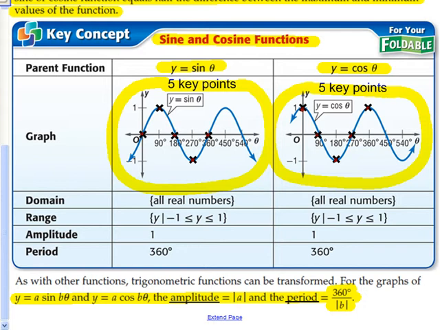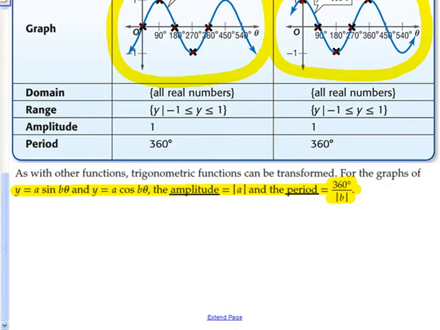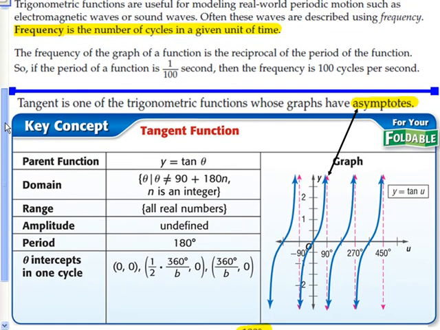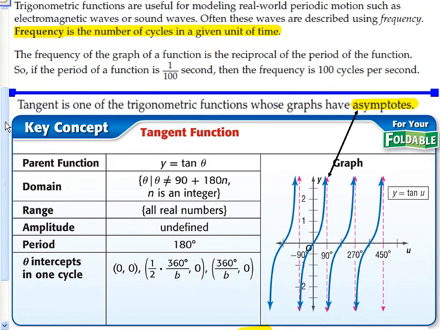So the graphs also, though, can be transformed down below here with A and B. A is going to be our amplitude, and the period is 360 divided by B. And notice each one of them is in absolute value bars, meaning that you don't worry about the negative sign on them. You just divide by whatever the number is, not the sign of it. All right, here's some more to put in there. Frequency is how many cycles there are in a given amount of time.